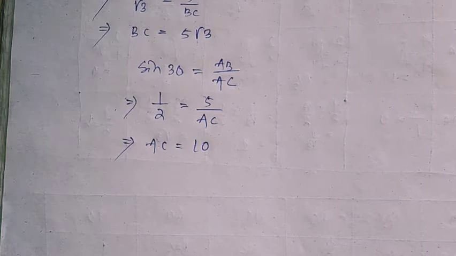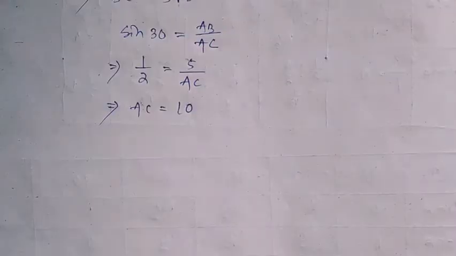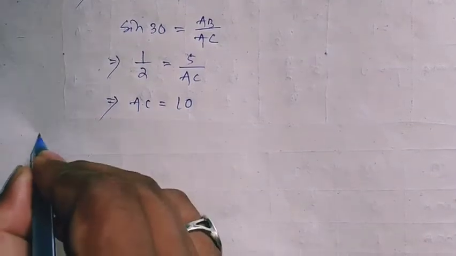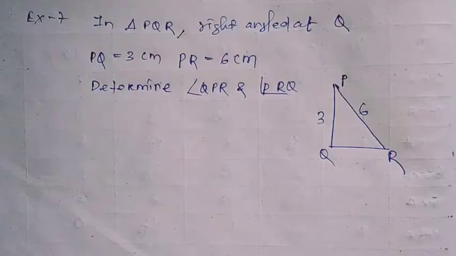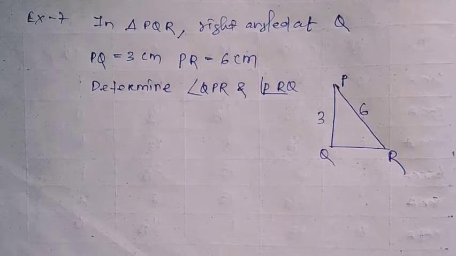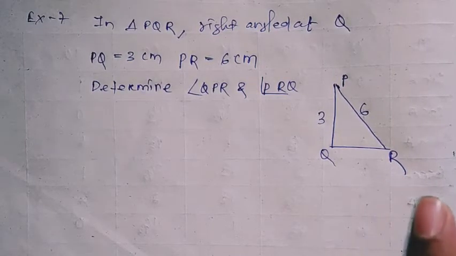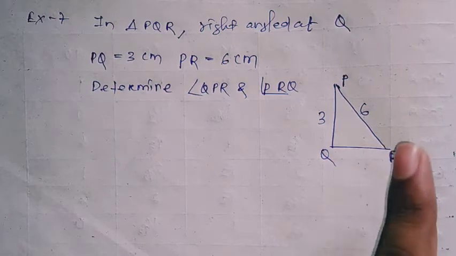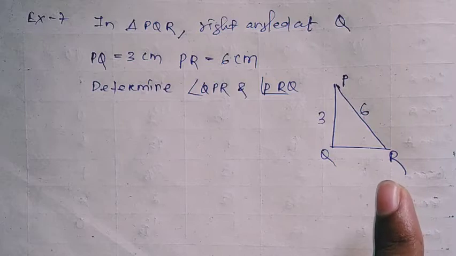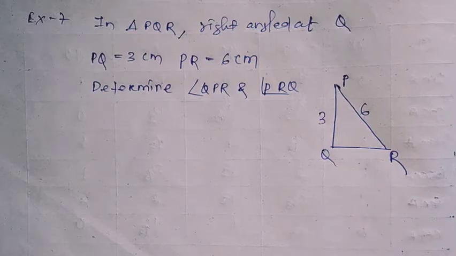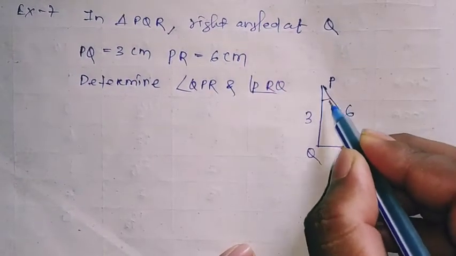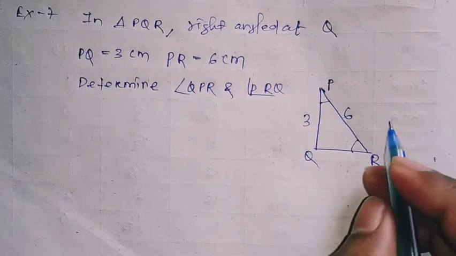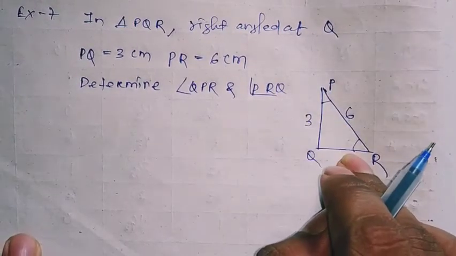So let us take an example, example number 7. What is given? So in example number 7, it is given that in triangle PQR, right angle at Q, and PQ is equal to 3 cm and PR is equal to 6 cm. Determine angle QPR, this angle, and angle PRQ, this angle. We have to calculate these two things.